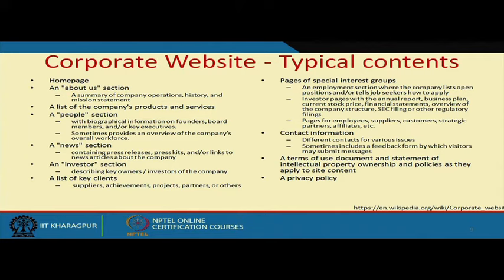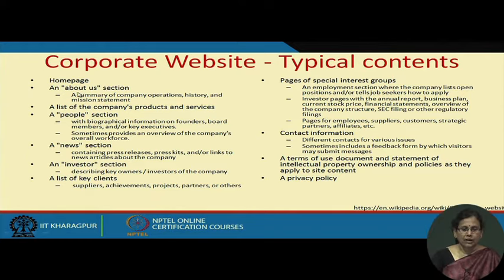So, what are the typical contents of a corporate website? The typical contents of a corporate website are the home page, the starting page of the site, which gives certain very important news items etc., about the company, along with links to relevant pages. Then you also have an about us section, where a summary of the company's operation, history, mission statement, vision statement etc., are given. Again, this website also lists the company's products and services, and it may have a people section where the biographical information of the founder, board members and key executives are given.